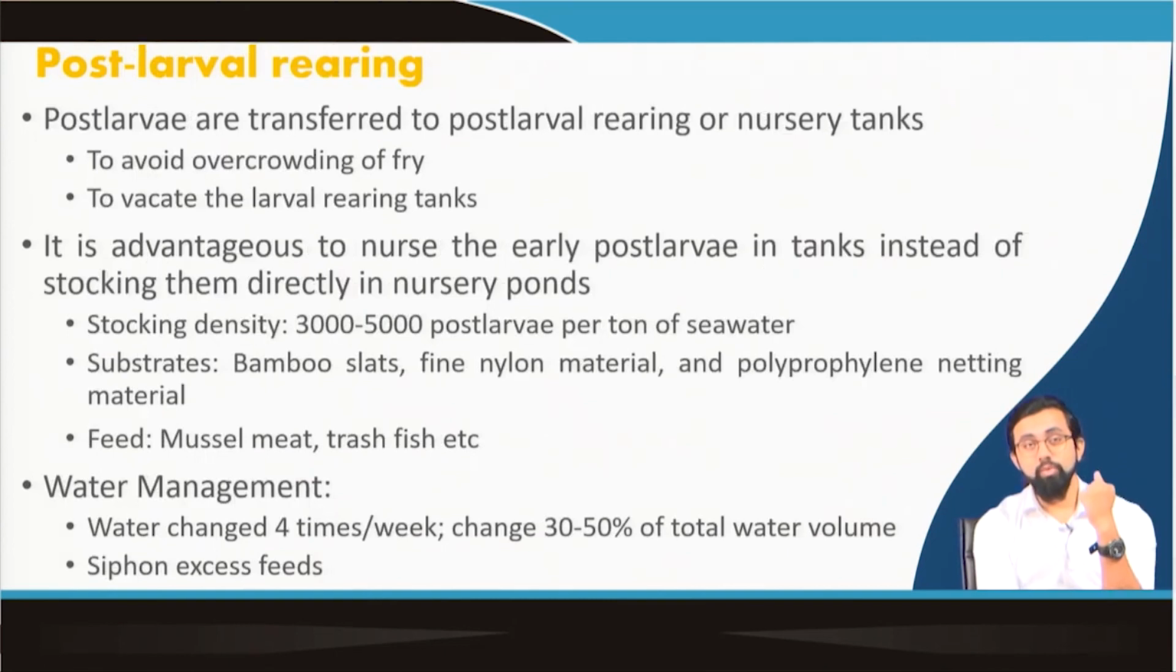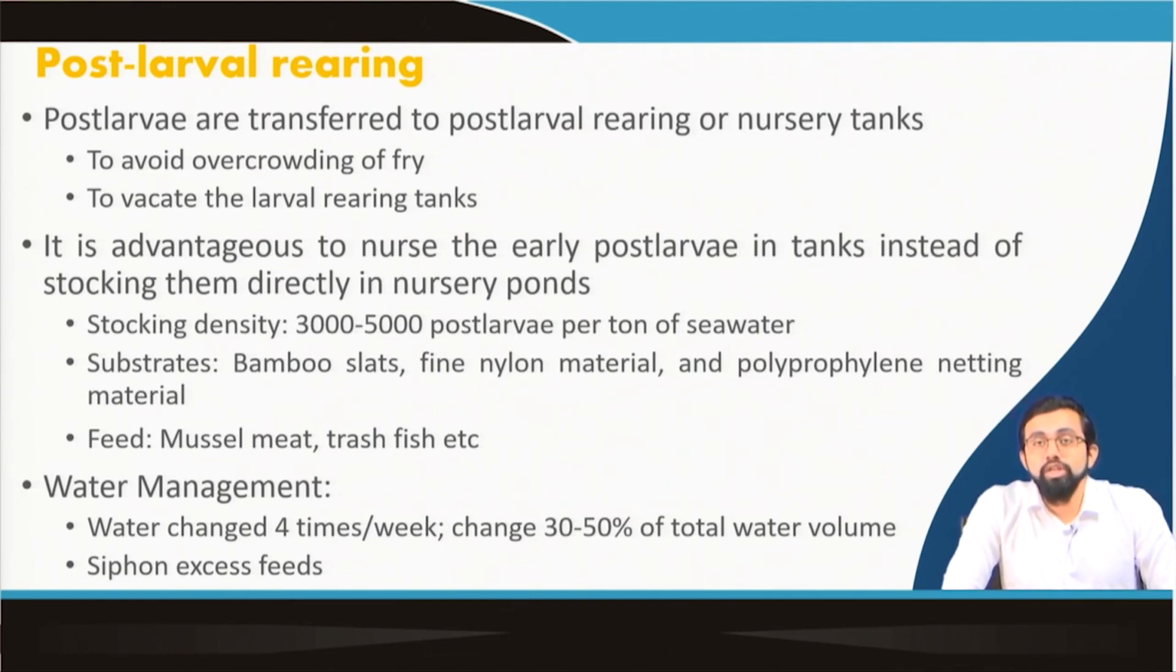Once they reach the post larval stage, they are transferred to the nursery tanks or post larval rearing tanks, to avoid overcrowding of the fry in the larval tank and to vacate the larval rearing tank. These are the reasons why we transfer them. It is advantageous to nurse the early post larvae in tanks instead of stocking them directly in the nursery pond, because in tanks you can control the environment in a very precise way, right?